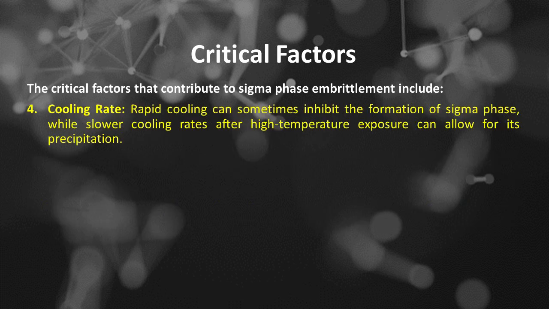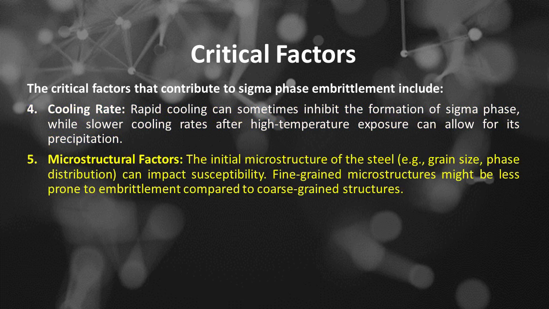Number 4 is cooling rate. Rapid cooling can sometimes inhibit the formation of sigma phase, while slower cooling rates after high-temperature exposure can allow for its precipitation. Number 5 is microstructural factors. The initial microstructure of the steel, such as grain size and phase distribution, can impact susceptibility. Fine-grained microstructures might be less prone to embrittlement compared to coarse-grained structures.